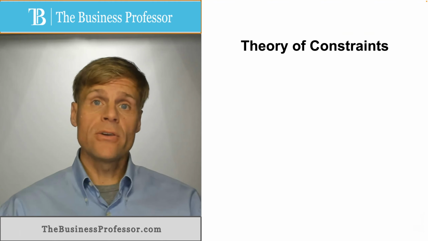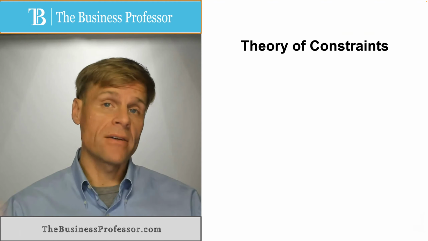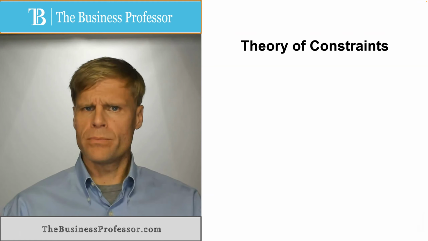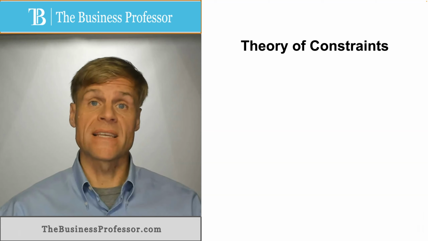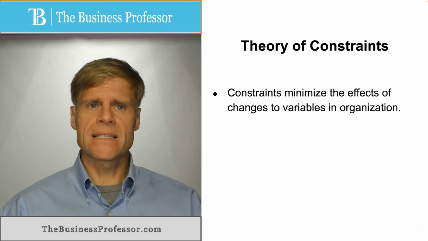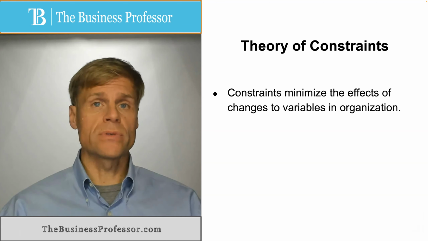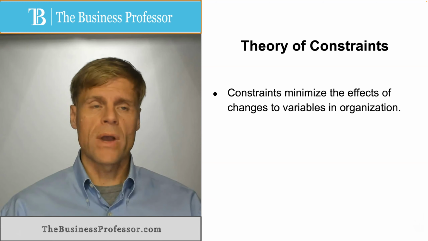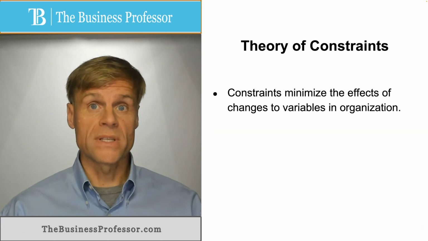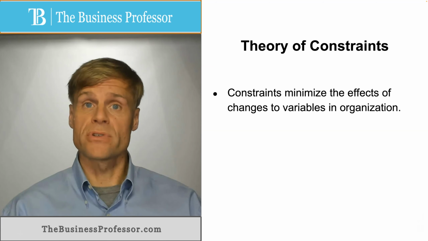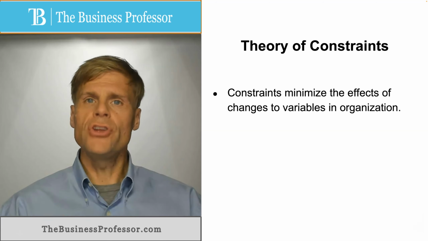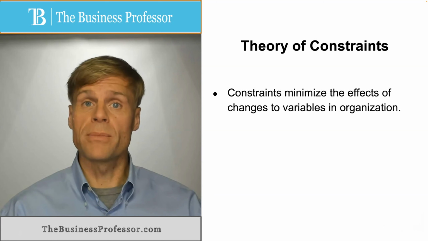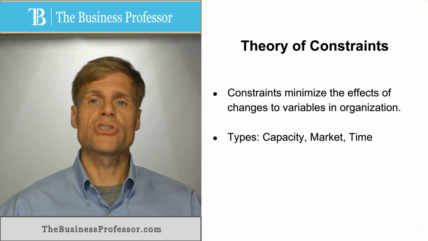What is the theory of constraints and how is it used within organizations? Well, the theory of constraints is a systems approach to organizations. And basically what it says is that for all the variables that go into a company's operations, very few of them will have an overall effect on the performance of the company if those variables are changed. There's only a few variables that could have an effect on overall company performance, and those are known as constraints.